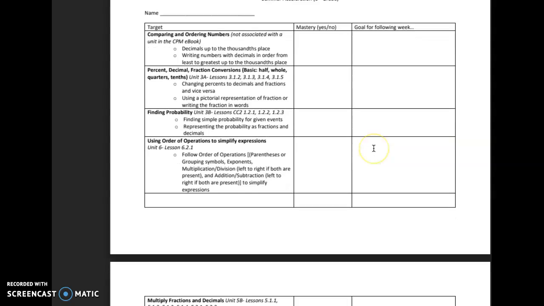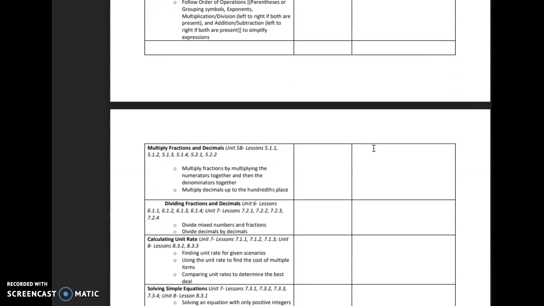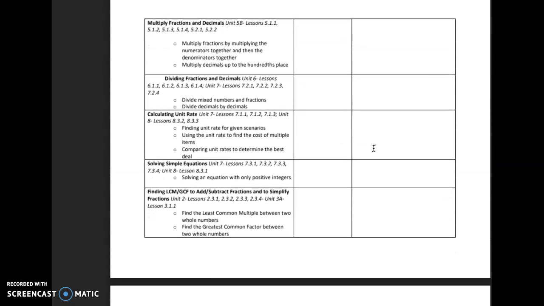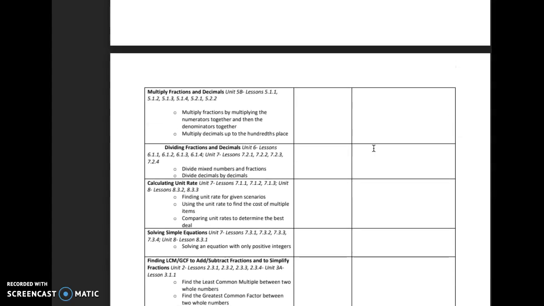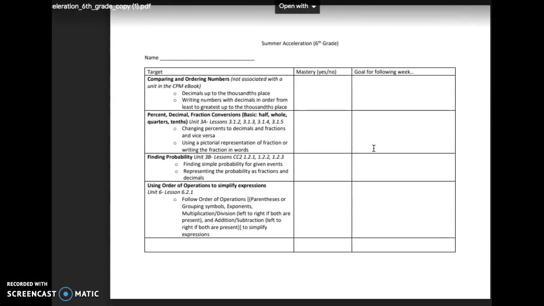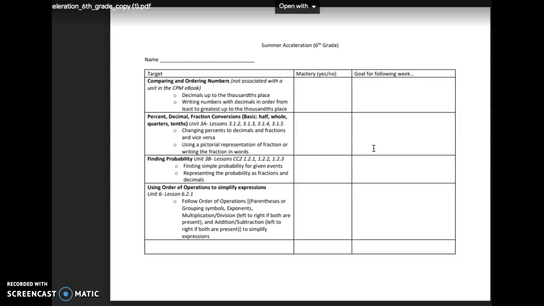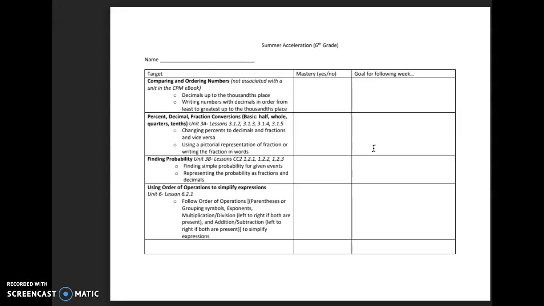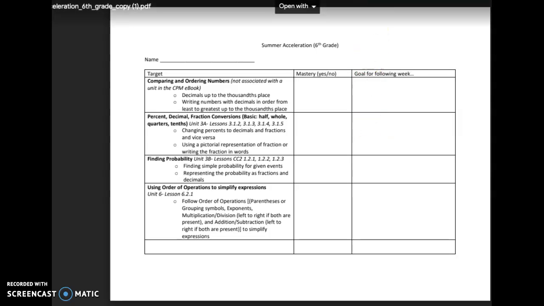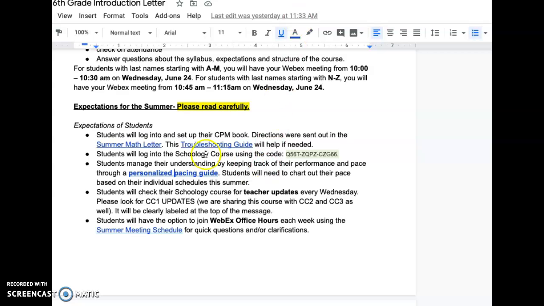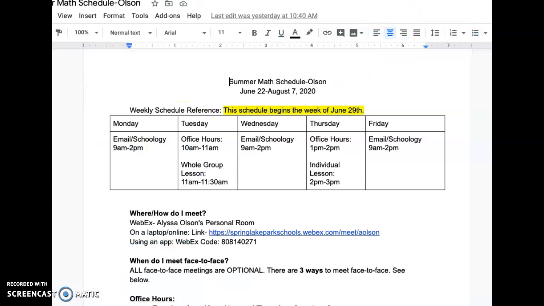So like I said, this pacing guide or pacing chart is here to help. Now, if you are wondering how many lessons, or how many units, or leverage targets should I be doing a week, I already went and put up my own schedule. So if you go into that 6th grade introduction letter, and click on that summer meeting schedule right here, that's going to bring you to this document right here.